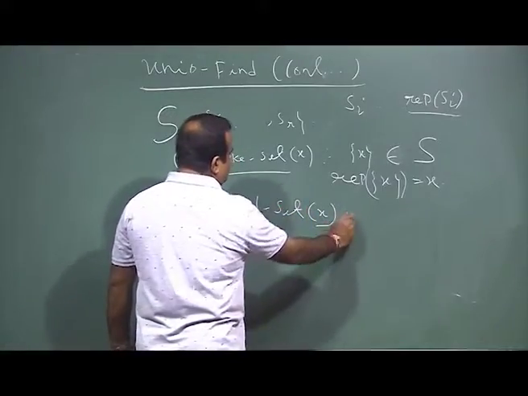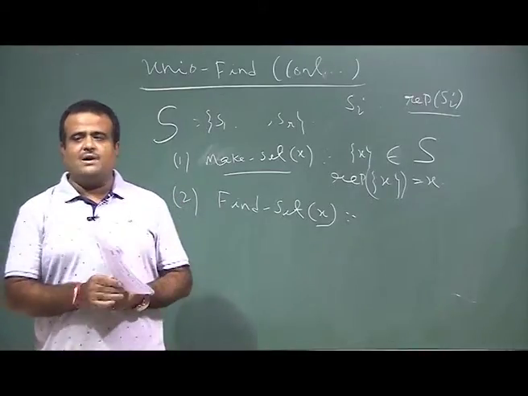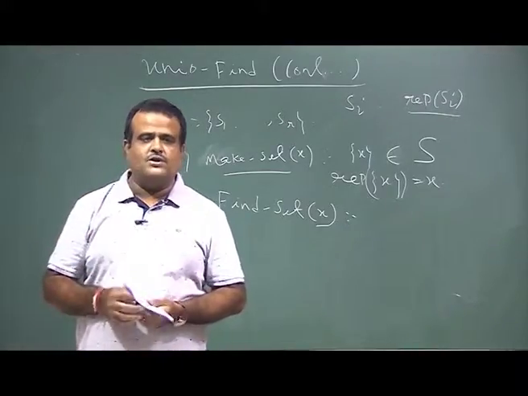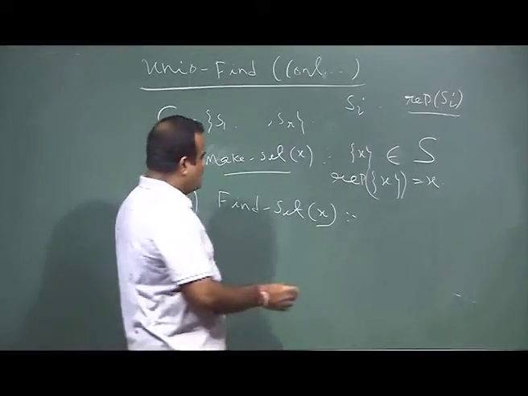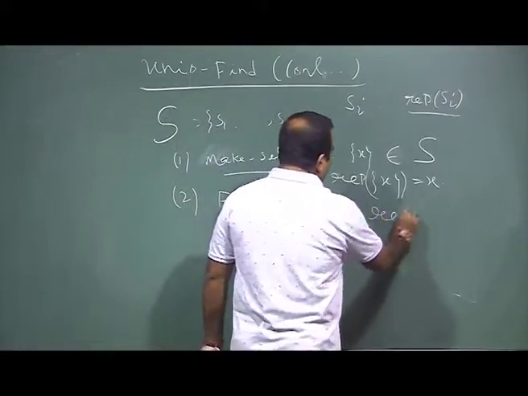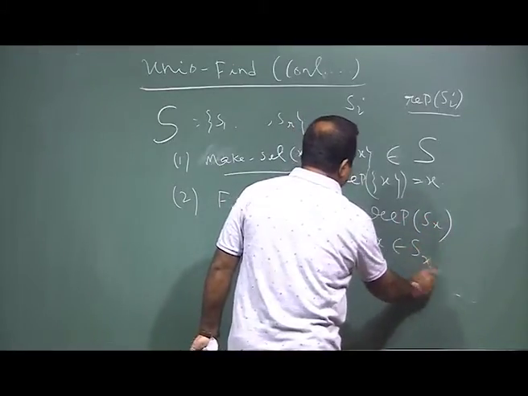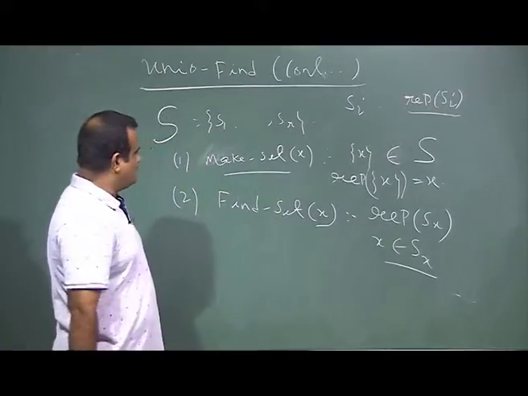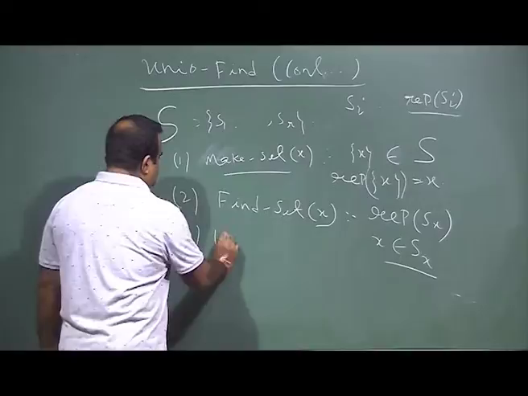We are given an element, and we want to return the set where this element belongs. In order to return the whole set, we can just return the representative element. So we return the rep of Sx where x belongs to that set. So this is the operation, and then the union.